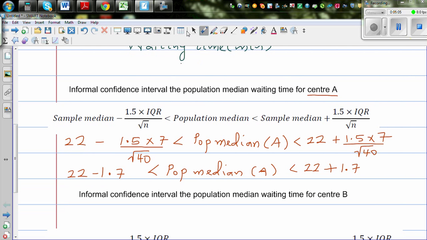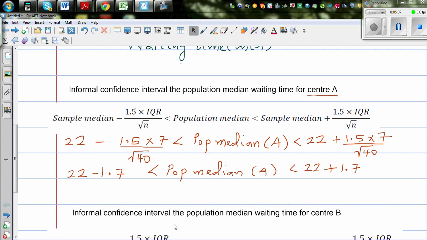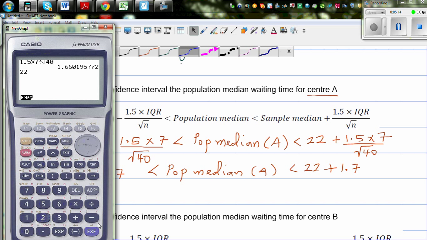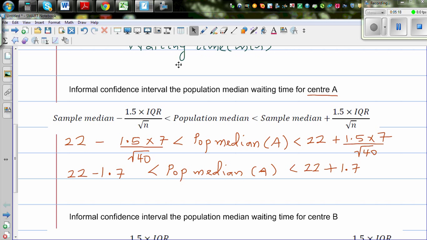Let me drag this a little down. What does this mean? 22 take away 1.7 is 20.3. So 20.3 is less than the population median for center A.